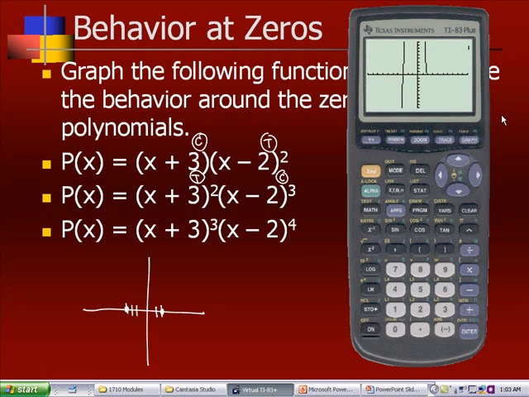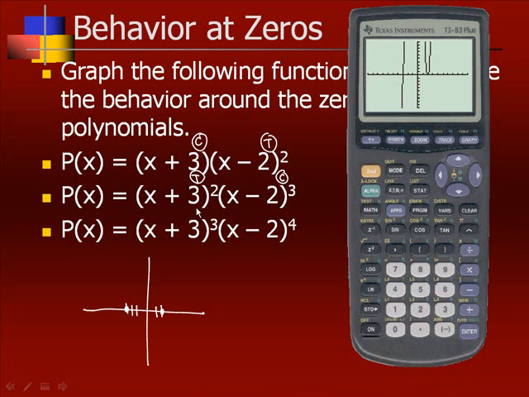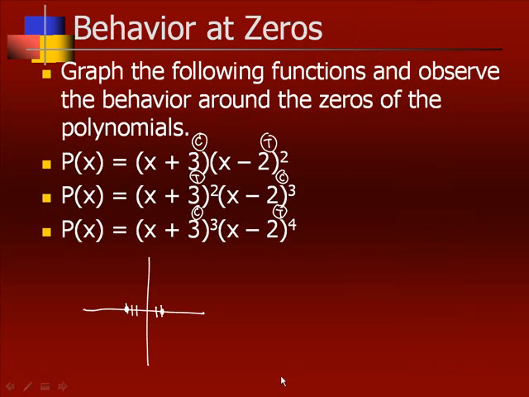What happens on that one is it goes back to crossing at x plus 3, and it goes back to touching at 2. What you're going to find out is anytime the multiplicity is odd, the graph is going to cross at that 0. And anytime the multiplicity is even, the graph is going to touch at that 0.